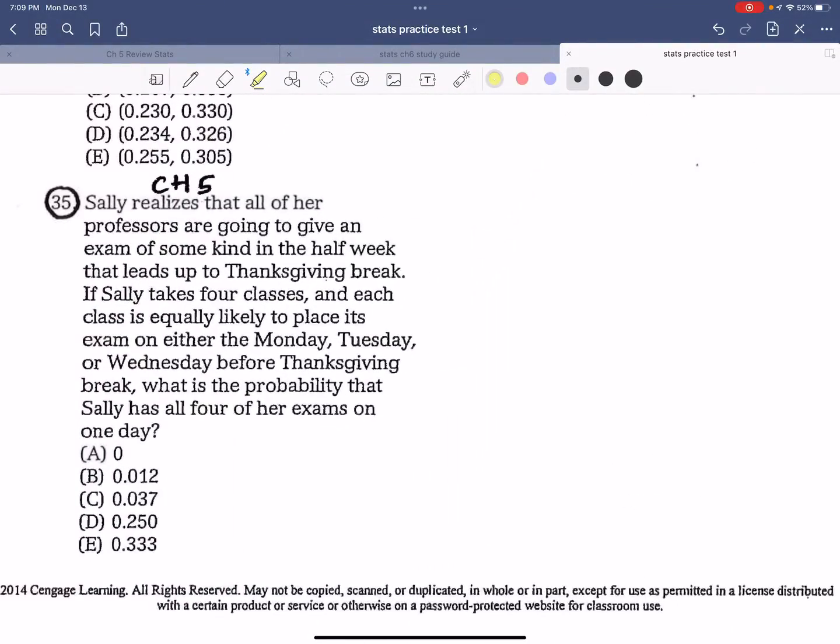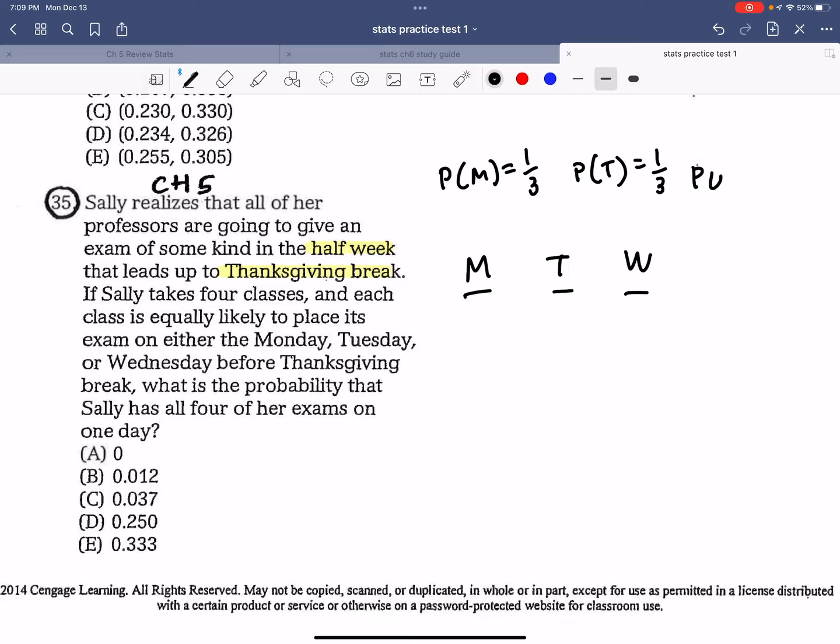Sally realizes all of her professors are going to give an exam of some kind in the half week that leads up to Thanksgiving break. If Sally takes four classes and each class is equally likely to take place on Monday, Tuesday, or Wednesday before the break, so the probability that it lands on Monday would just be 1 out of 3 because it's equally likely to occur on any given day. The probability of Tuesday would be 1 out of 3, and the probability of Wednesday is 1 out of 3, right? What is the probability Sally has all four exams on one day?